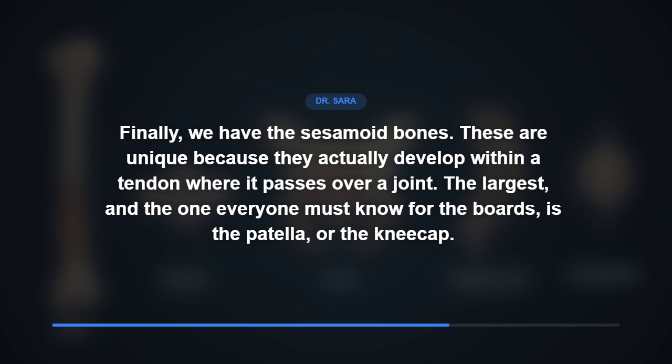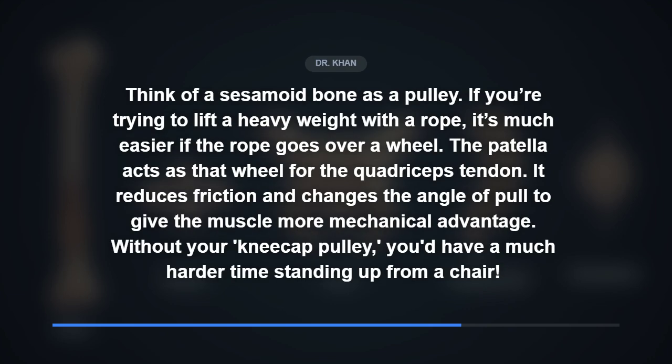Finally, we have the sesamoid bones. These are unique because they actually develop within a tendon where it passes over a joint. The largest, and the one everyone must know for the boards, is the patella or the kneecap. Think of a sesamoid bone as a pulley.